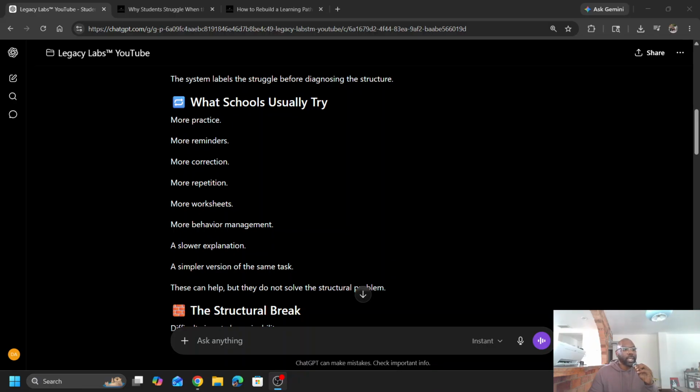Because if the student is being asked to carry sequence, memory, timing, pressure, and confidence at the same time, the issue might not be the content. The issue could be the container.